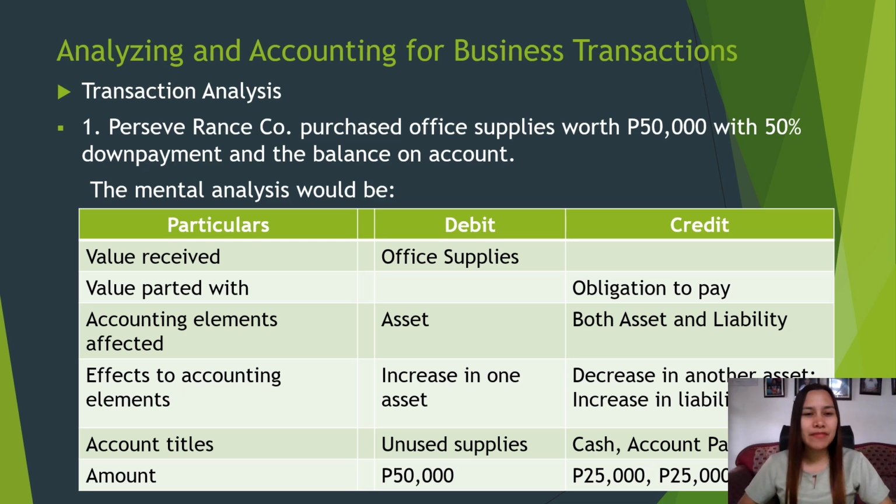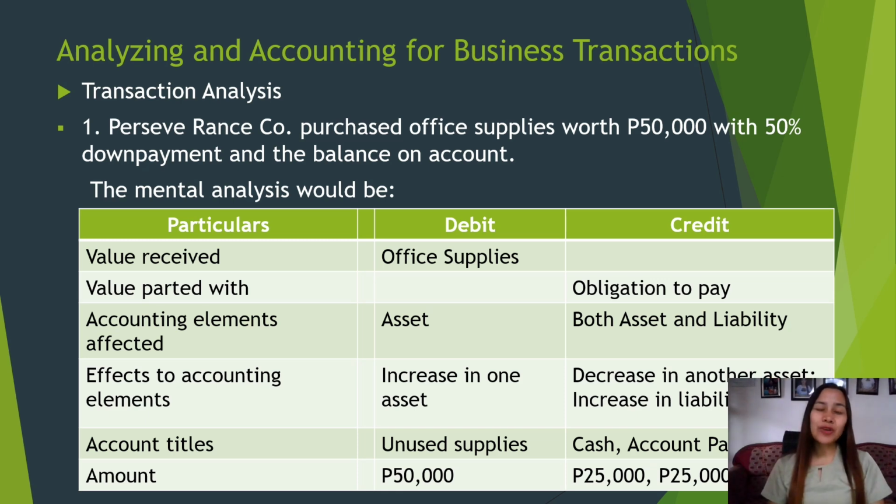What are the accounting elements affected? Of course, there is a purchase of supplies. There is an increase in one asset. And then, of course, there is a payment and an incurrence of a liability. So, there is both an asset and a liability being affected. How are these elements affected? The office supplies will increase, while another asset will decrease because of payment. And then there will be an incurrence of liability. So there is an increase in liability.